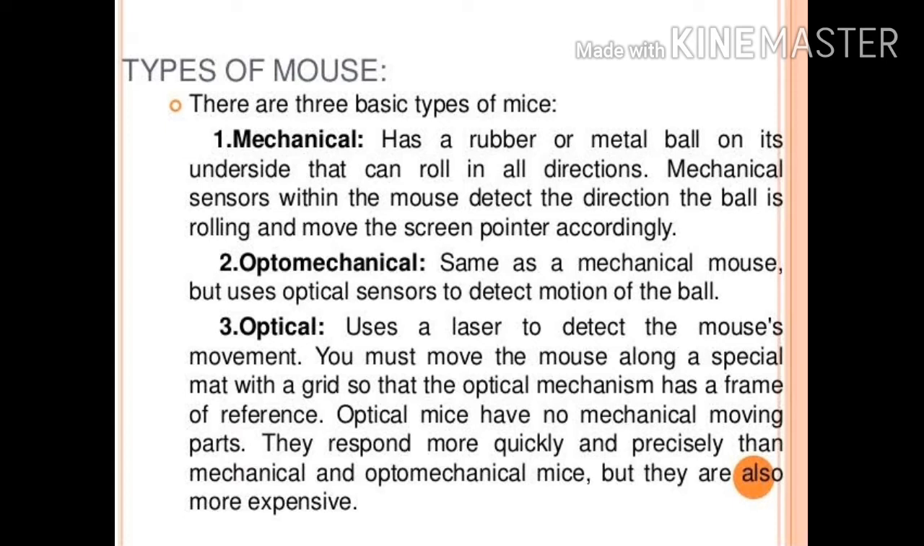There is a cordless mouse also. These mice have no mechanical moving parts, and there is no wire. They respond more quickly and precisely than the mechanical and optomechanical mice, but they are also more expensive. So a wireless mouse is much more expensive than a wired mouse because of its sensing capacity.